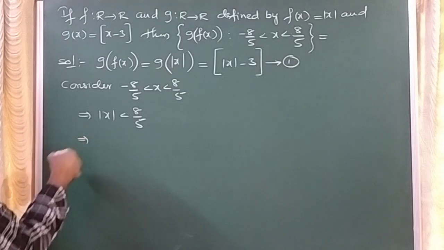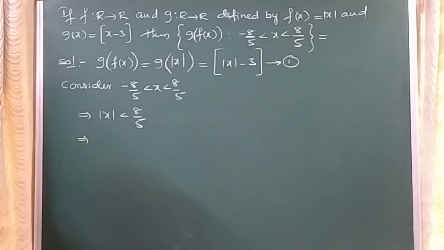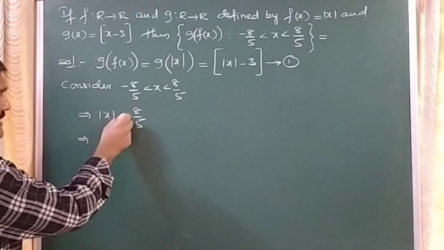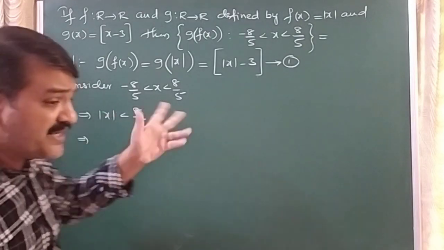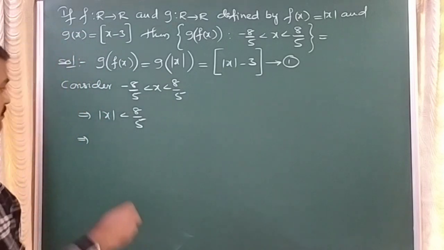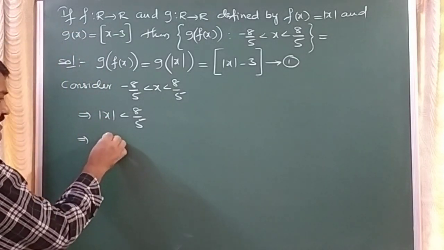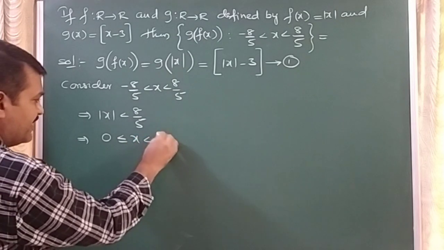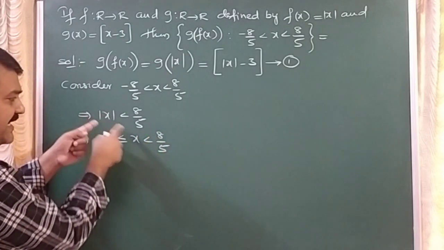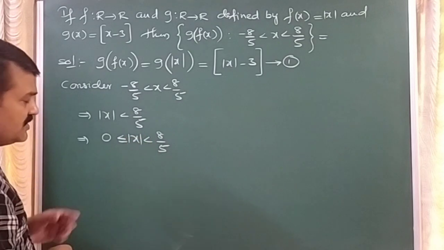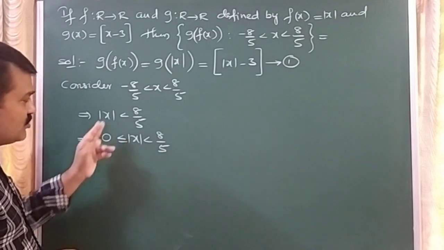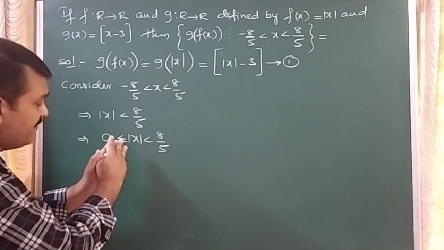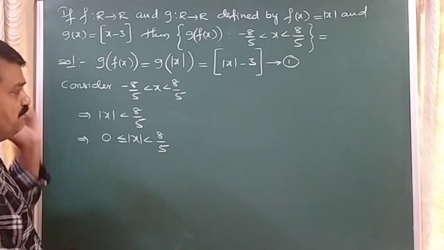Okay, so subtract 3, and remember, mod x is less than 8 by 5, but mod x cannot be negative. That means mod x will be definitely more than 0. So I can write the interval like this. Mod x is less than 8 by 5, but it cannot be less than 0. So mod x must be between 0 and 8 by 5, including 0. It cannot be negative. Right?